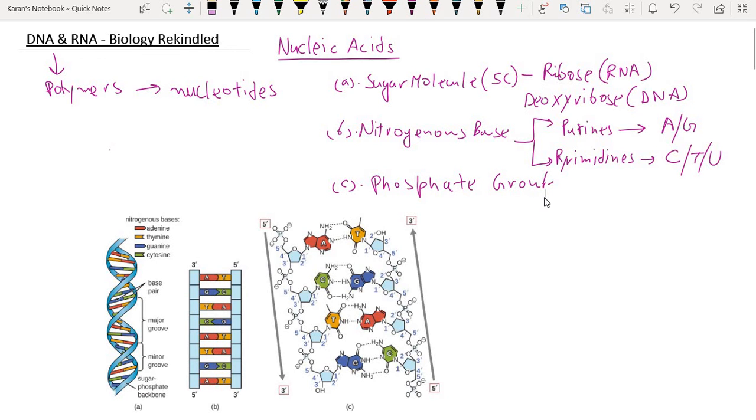So these three, sugar, nitrogenous base and phosphate group, are the components of a nucleotide. And DNA and RNA both are polymers of the nucleotide. So you can see the diagram.